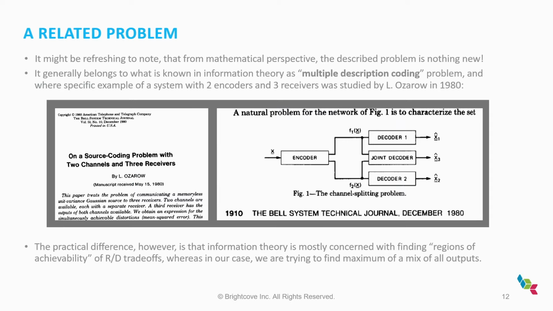Now, the beauty of all this is that there is absolutely nothing new in this from a mathematical perspective. It was all well known as the so-called multiple description coding problem in information theory. In fact, there was even a paper by Ozarow in the 1980s specifically studying systems with two encoders and three receivers. It looks exactly like what I just showed you before, with fewer formulas.